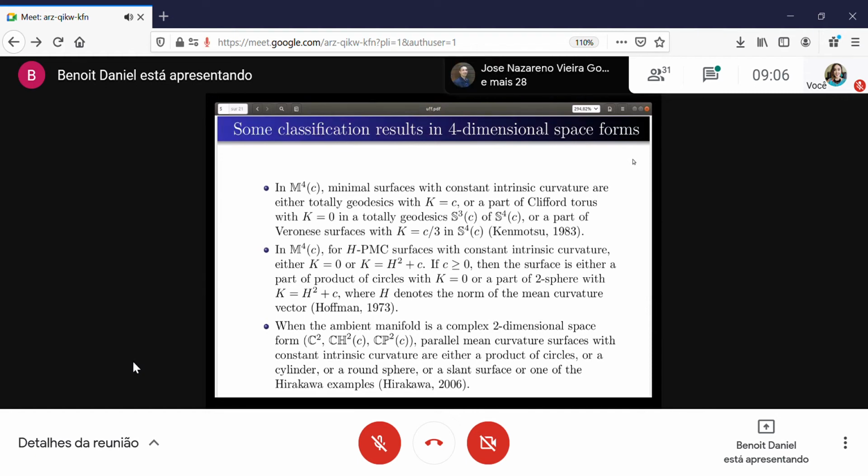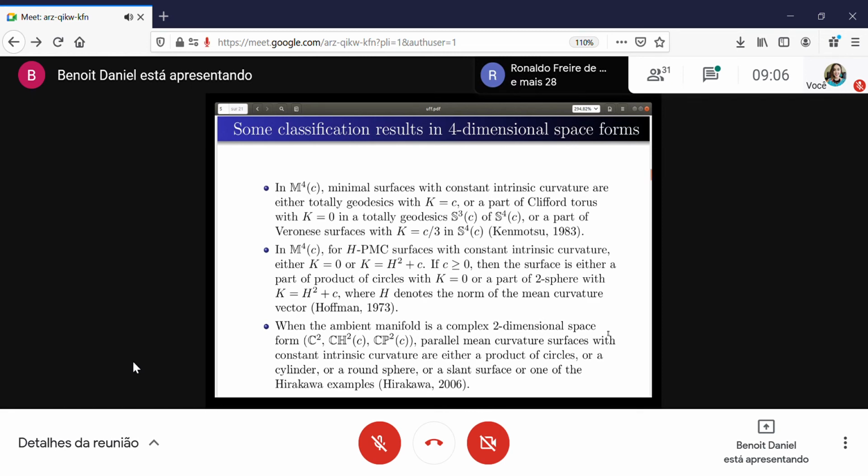Also, we have a result by Hoffman for the case of PMC surfaces with constant intrinsic curvature, and also there is a classification with very few examples. First, we have either k equals 0 or k equals h^2 plus c, so only two possible values for the intrinsic curvature. And we have a classification in each case. If c is non-negative, then the surface is either a part of a product of circles with k equals 0 or a part of a round sphere with k equals h^2 plus c, where h denotes the norm of the mean curvature.